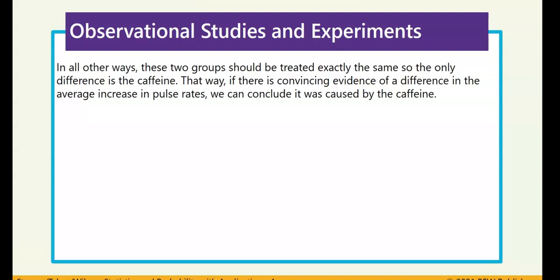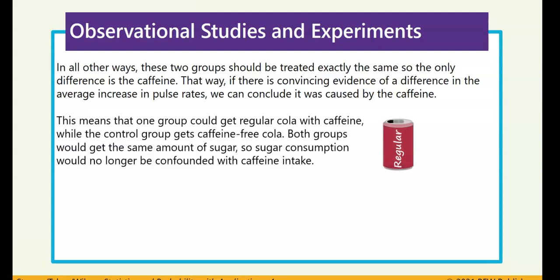So the 2 groups are treated the same way by the doctors, the people running the study. In fact, oftentimes it's double blind. The people administering the study don't know if you have the real drug or not. That way, if there is convincing evidence of a difference, we can conclude it was caused by the caffeine. Again, we randomly choose these groups, etc.